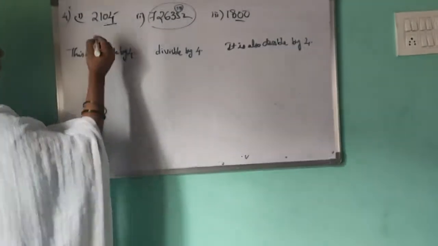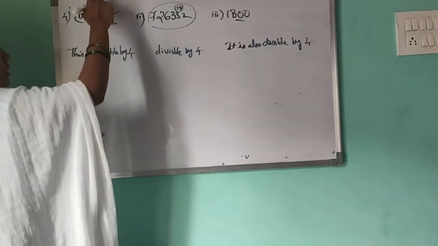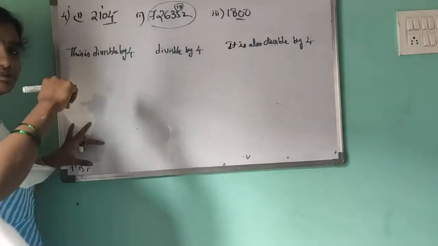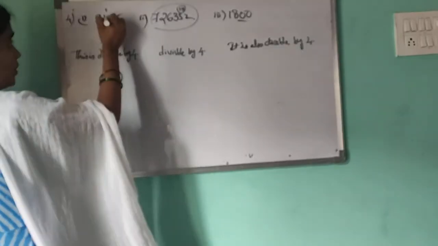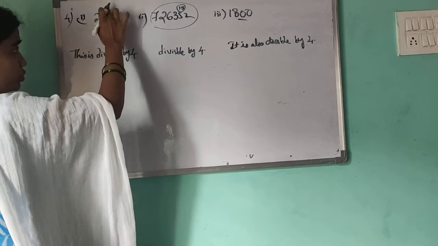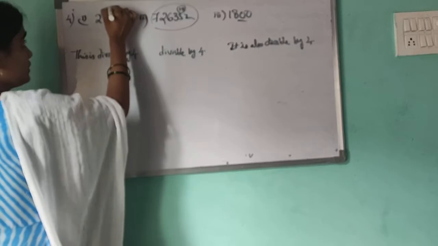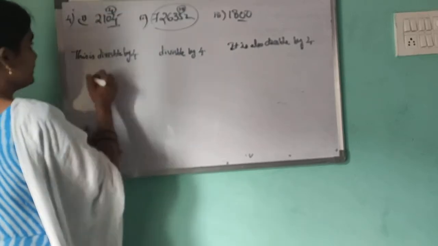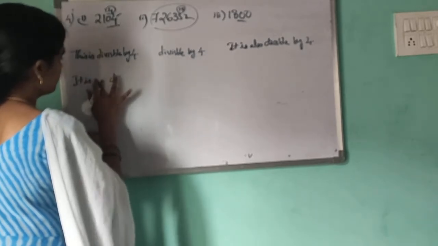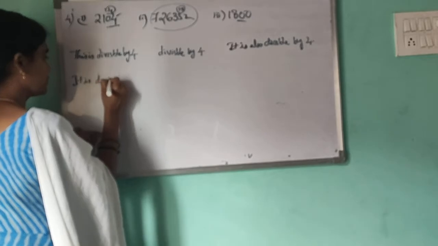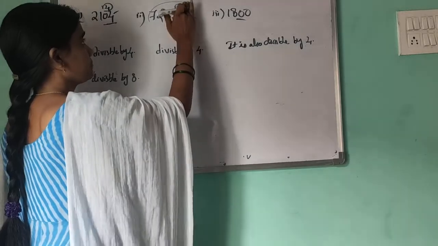So let's see. 1 eights are 8, remaining is 2. 6 eights are 48, 104. 1 eights are 8. Remaining is 24. 24 means how many times? 3 eights are 24. So it is divisible by 8.